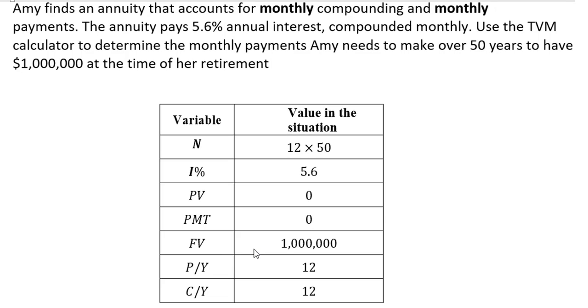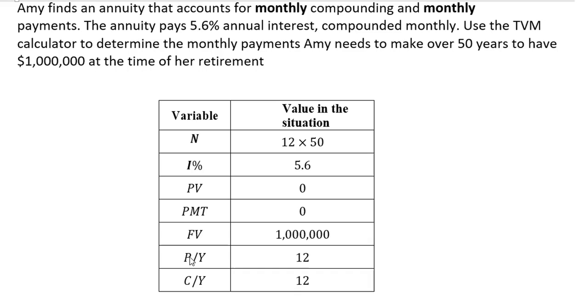For the future value, it will be positive $1 million because this is the money you will receive in the future. Therefore, this will be positive. For payment each year, it will be 12 times. For compounding period each year, it's still 12 times because it says monthly here.